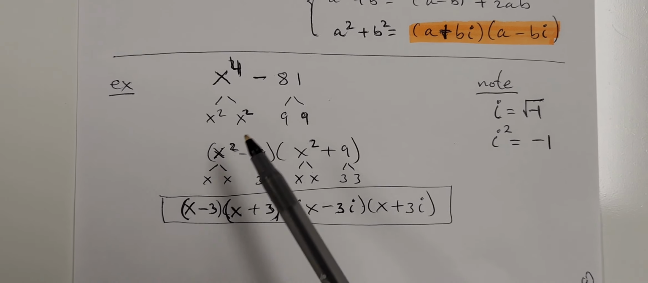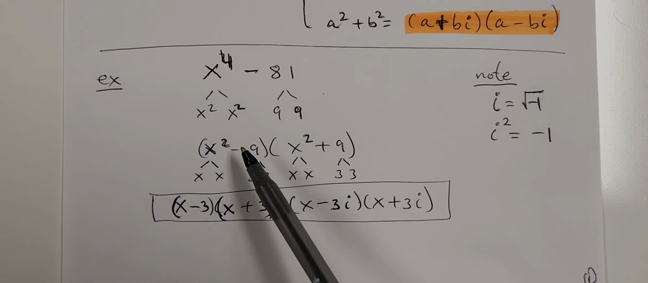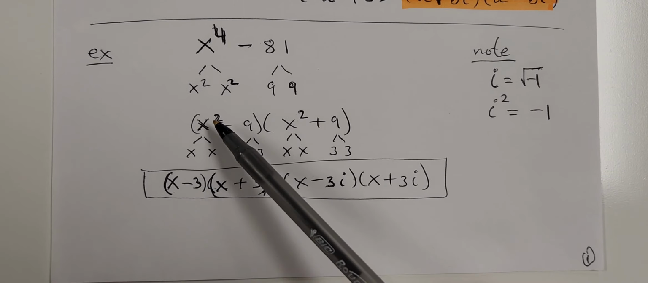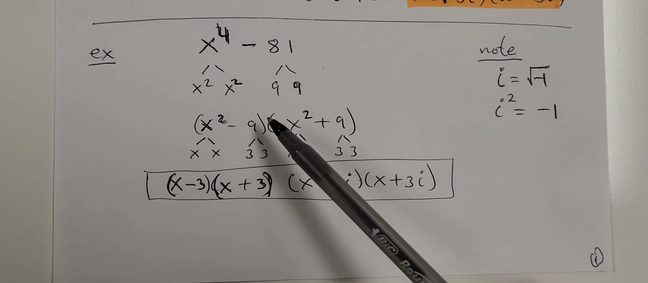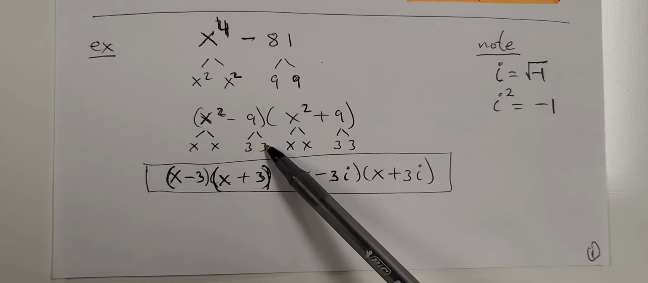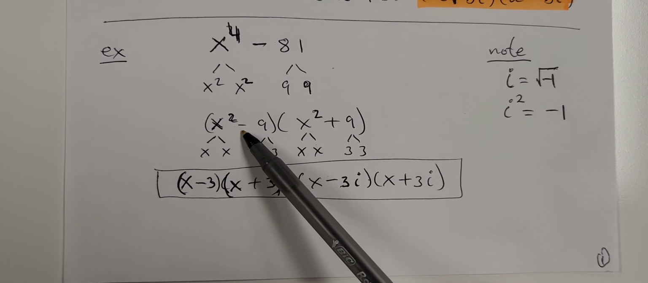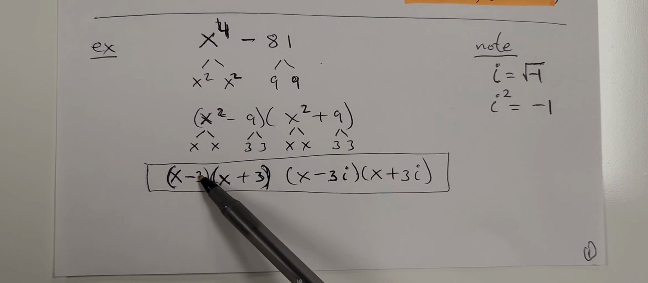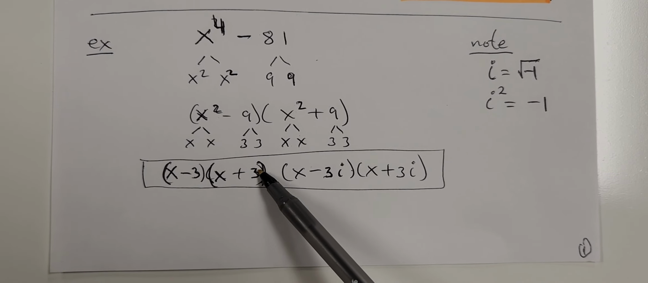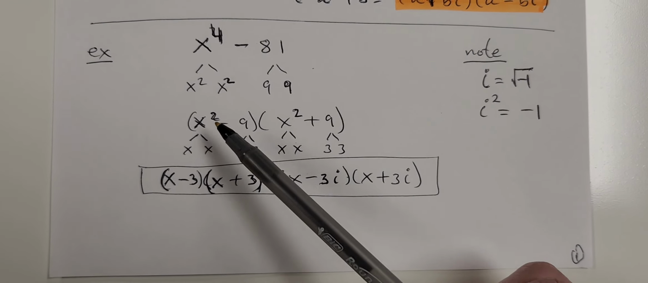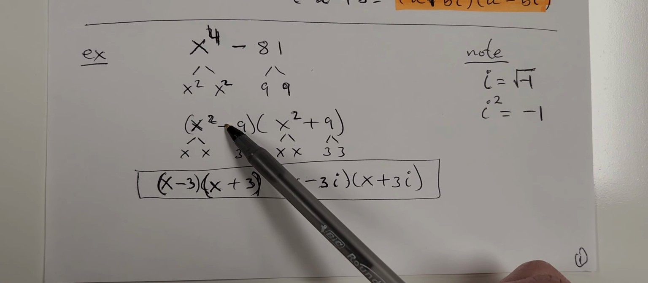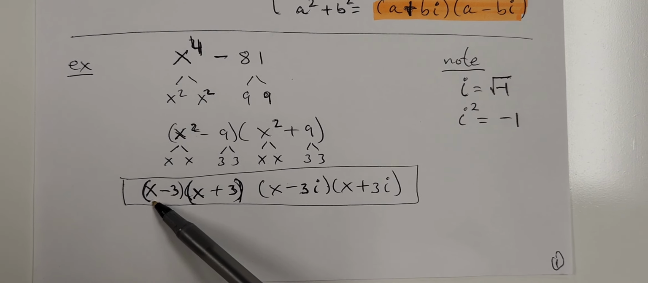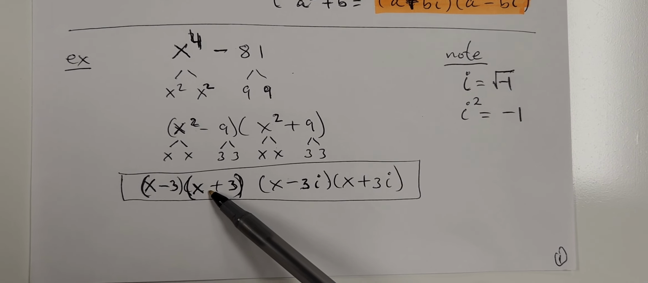Next, this can be factored further. X squared is x times x, and 9 is 3 times 3. Again, there's a minus here, so I can rewrite it as x minus 3, x plus 3. One more time, because this is a minus, I can write it as x minus 3 and then x plus 3.